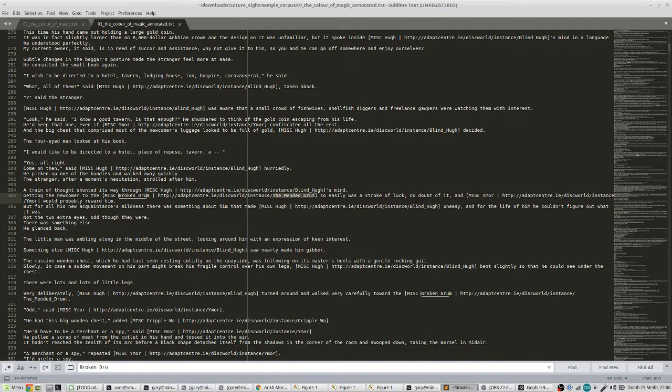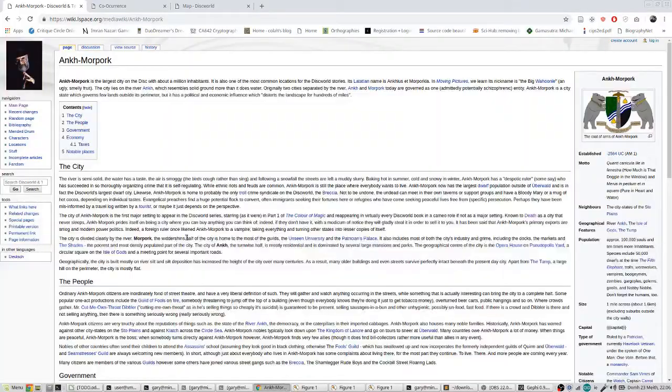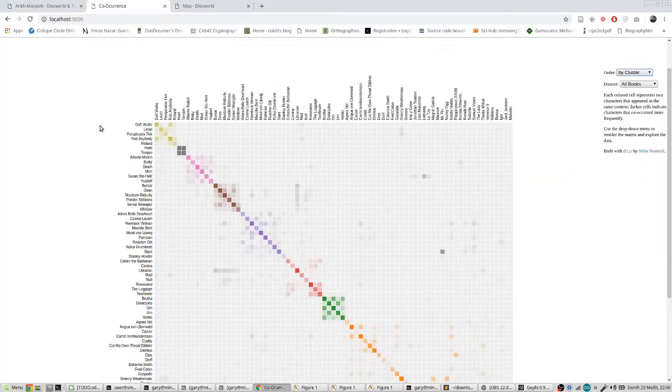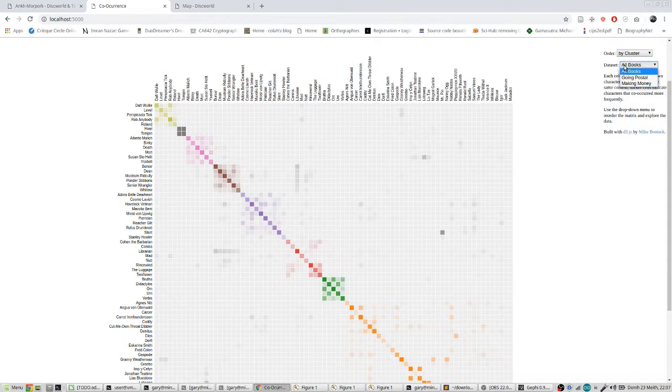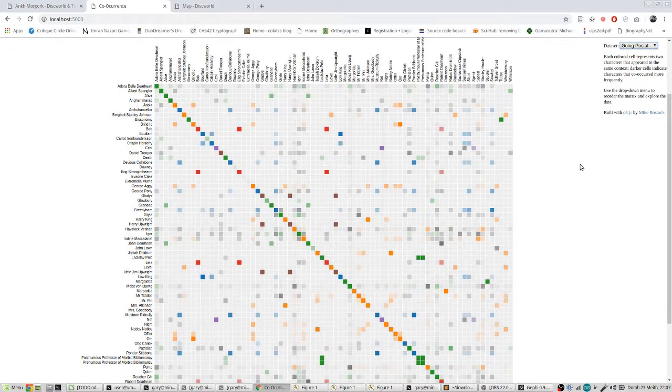So because the computer was now able to read the books and understand their contents, it was possible for us to start doing some interesting things with them. For example, we were able to look at co-occurrence of characters. How often do certain characters co-occur within the books and under what conditions? So let's take, for example, the characters in Going Postal.